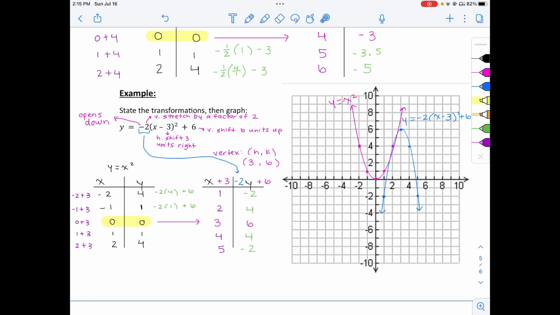Okay, but that is how you use the vertex form of an equation to state the transformations and then to transform your coordinates to be able to graph it.